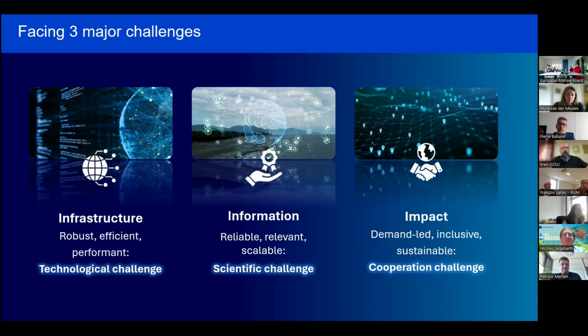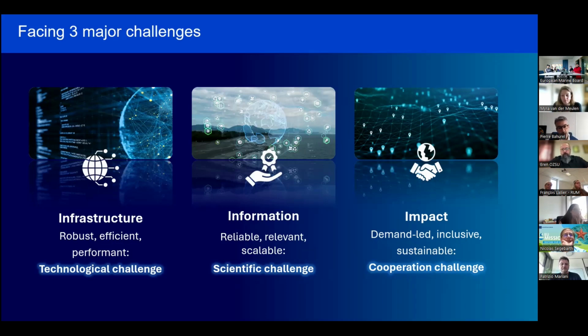Also, when we were working together with the different projects, we identified that there are different challenges. The first one, when I think about this digital twin as an engineer, is that we need to be robust, efficient, performant to provide a service infrastructure that is really working well. Otherwise, it's nonsense. And this is a technological challenge. So by itself, this is already a challenge.